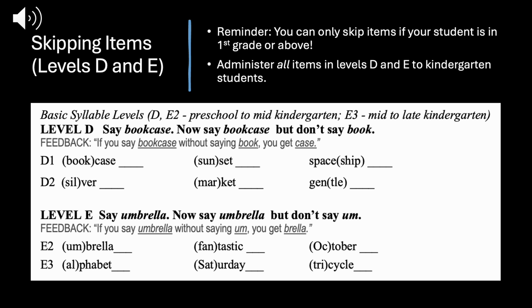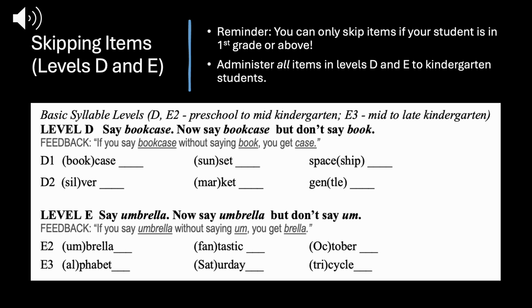Much of the time, you are not going to give a student the entire PAST assessment. Look at the syllable levels section of the assessment, which are levels D and E. If the student gets the first item on the line correct and their response is automatic, you do not have to ask them to respond to the next 2 items on the line. For example, if they correctly and automatically say bookcase without book for the first item on line D1, you do not have to ask them to say sunset without sun and spaceship without ship. You can skip ahead to the first item on line D2. You can mark all items on line D1 as automatic and correct.